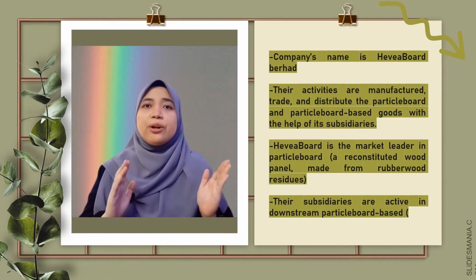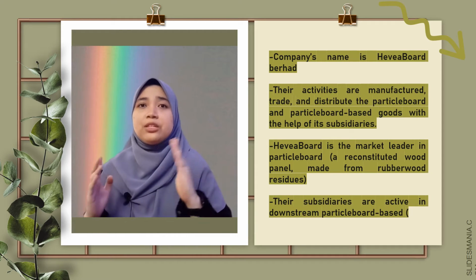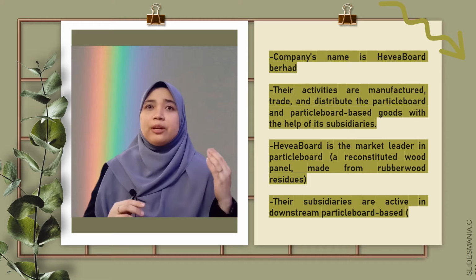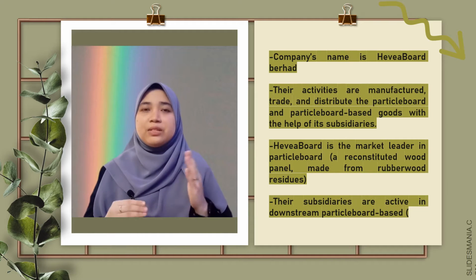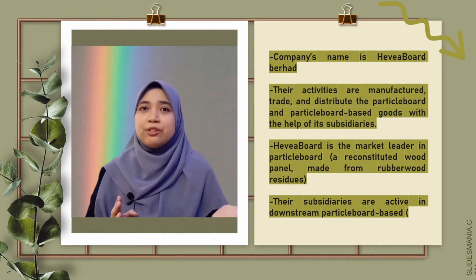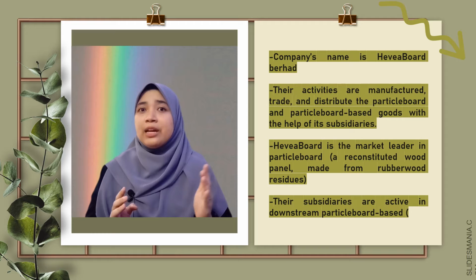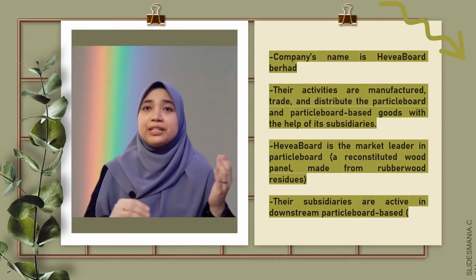Heavier Board is the market leader in particle board, which is a reconstituted wood panel made from rubber wood residues, while its subsidiaries are active in the downstream part of particle board based products, which means ready-to-assemble furniture manufacturing, as well as particle board and wood panel related trading and distribution.